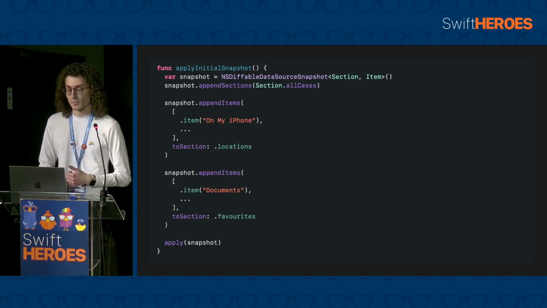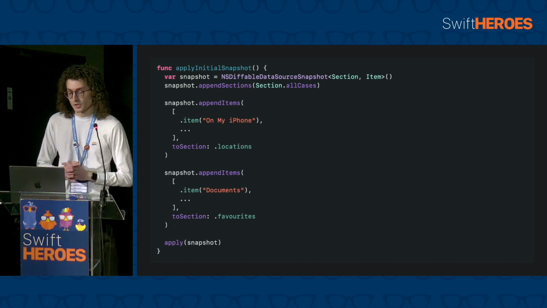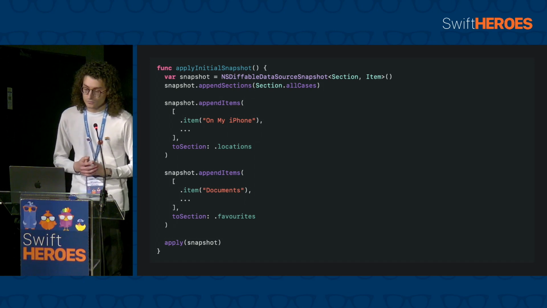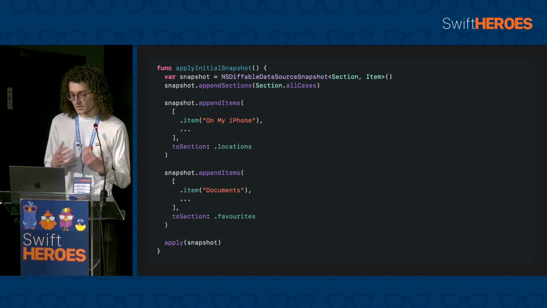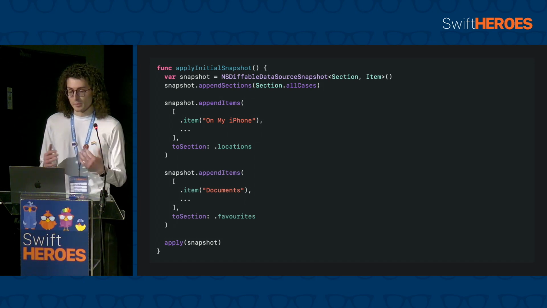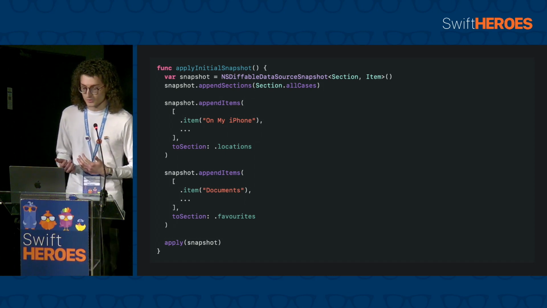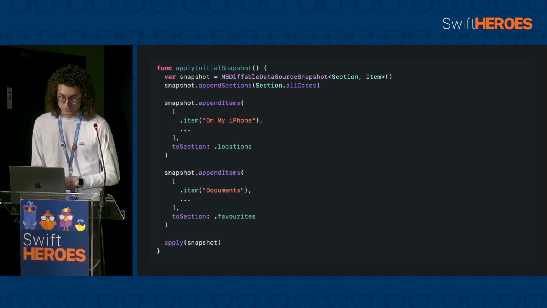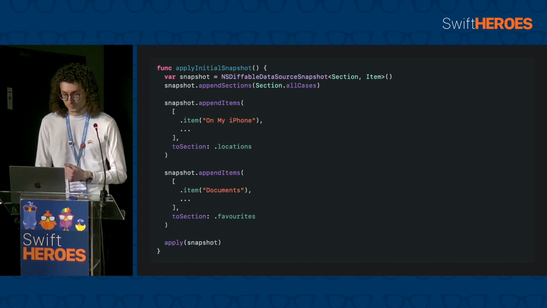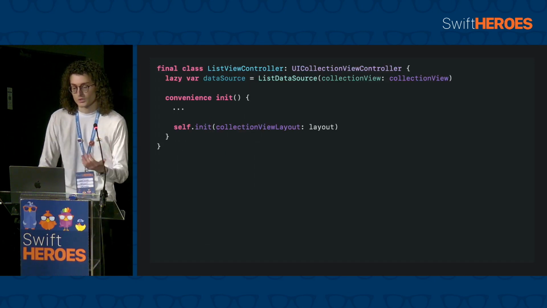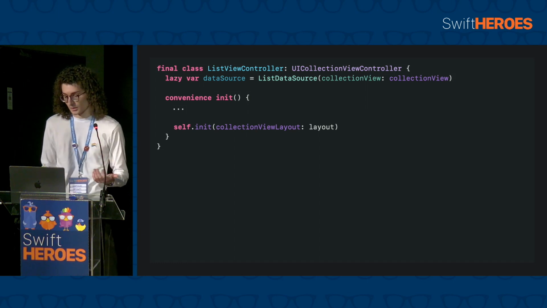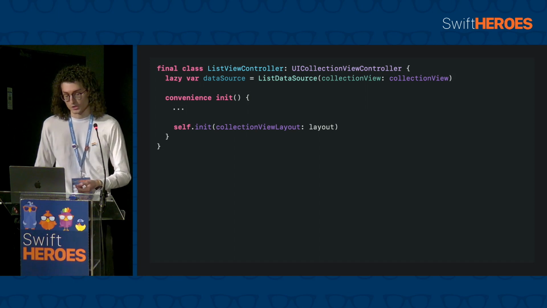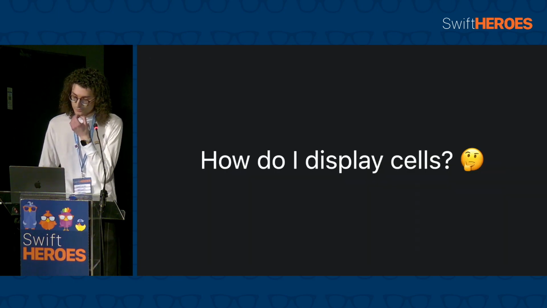Then we will create a method called applyInitialSnapshot, which applies the initial state of our collection view. So we'll create an instance of NSDiffableDataSourceSnapshot, then append all of the sections we want in our collection view, and then the items that belong to specific sections, and then we will apply the snapshot. And of course, we also need to store an instance of our data source somewhere, and we'll store it in our collection view controller.